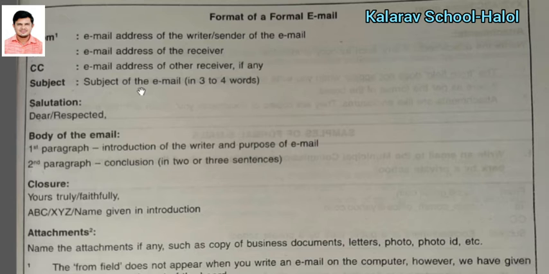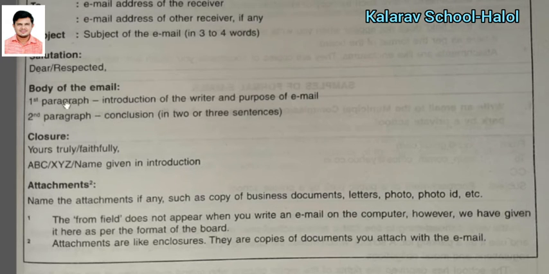After that, the subject of the email in 3 or 4 words. Salutation like this: Dear and Respected. Body of the email, generally I told, Respected is used for formal. Body of the email, paragraph 1: introduction about the writer and purpose of the email.